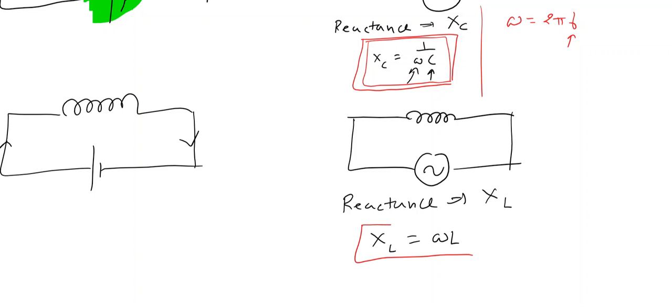So what is reactance? Reactance is a parameter which controls current in AC circuits. Reactance is not applicable for DC circuits. If you have this kind of battery connected, you don't have to worry about reactance. Reactance comes into the picture only when you have an alternating source connected to a capacitor or inductor or both.